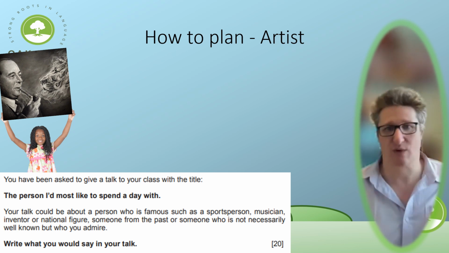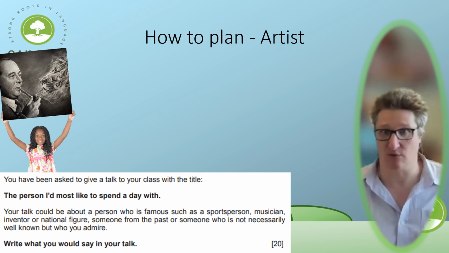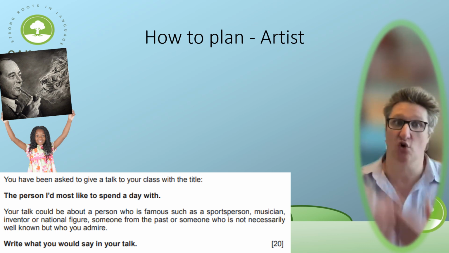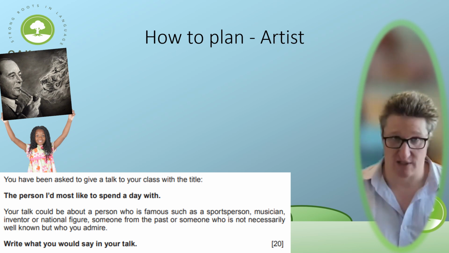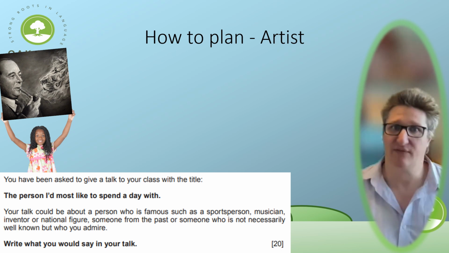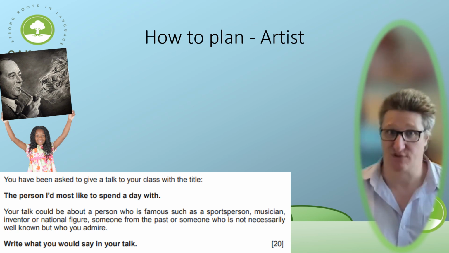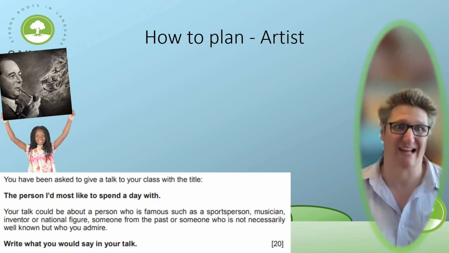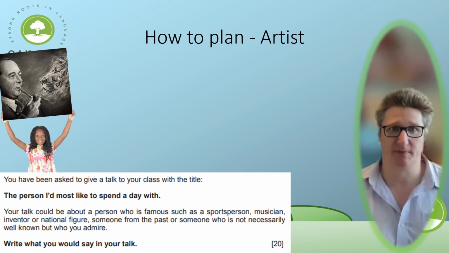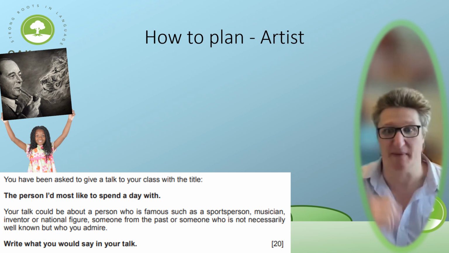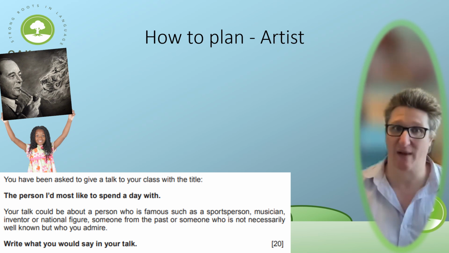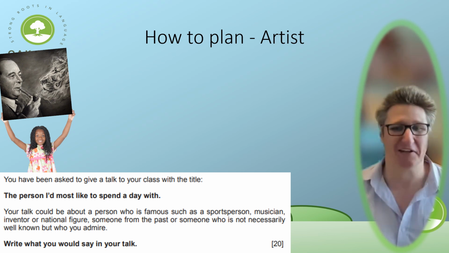So this question tells you your audience. The audience is your class, which means it's your peers, therefore it's informal. The style, which is in this case a talk, and even the topic, the person I'd most like to spend the day with. It gives certain suggestions to start your creativity off: a famous sports person, musician, inventor or national figure, a historical figure like C.S. Lewis, who's pictured here and who would be my choice, or someone less well known but whom you admire, like your dad.